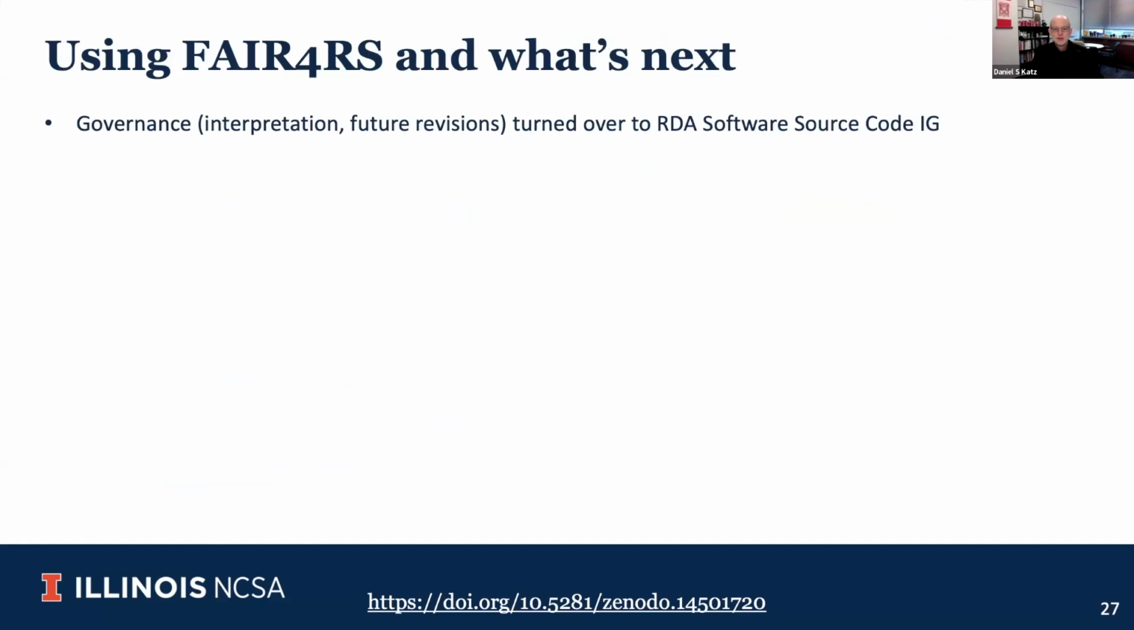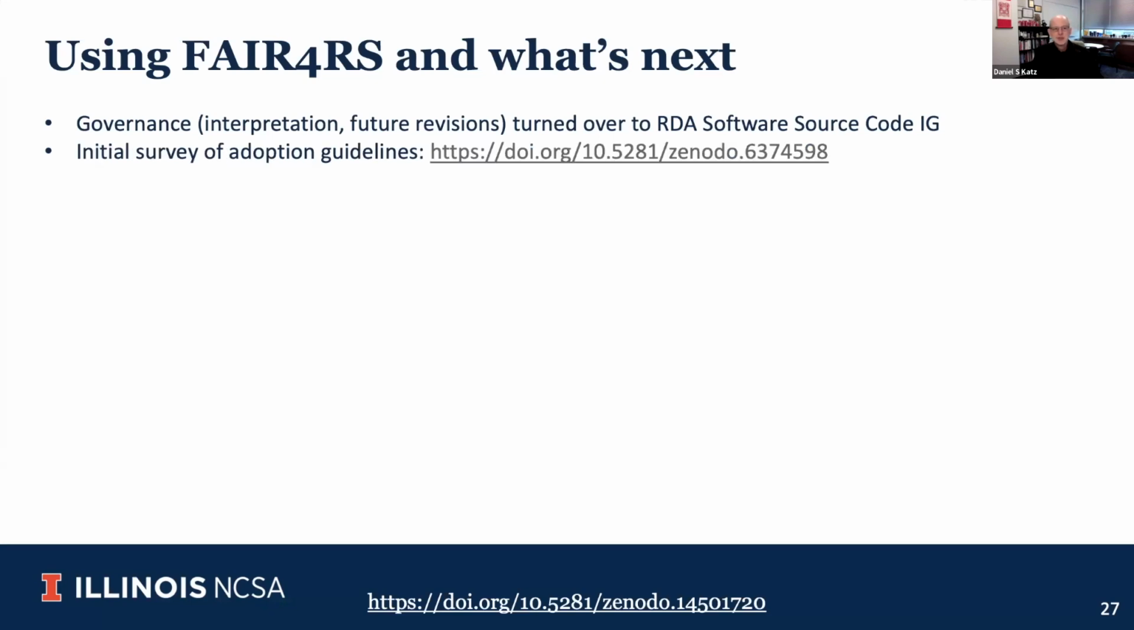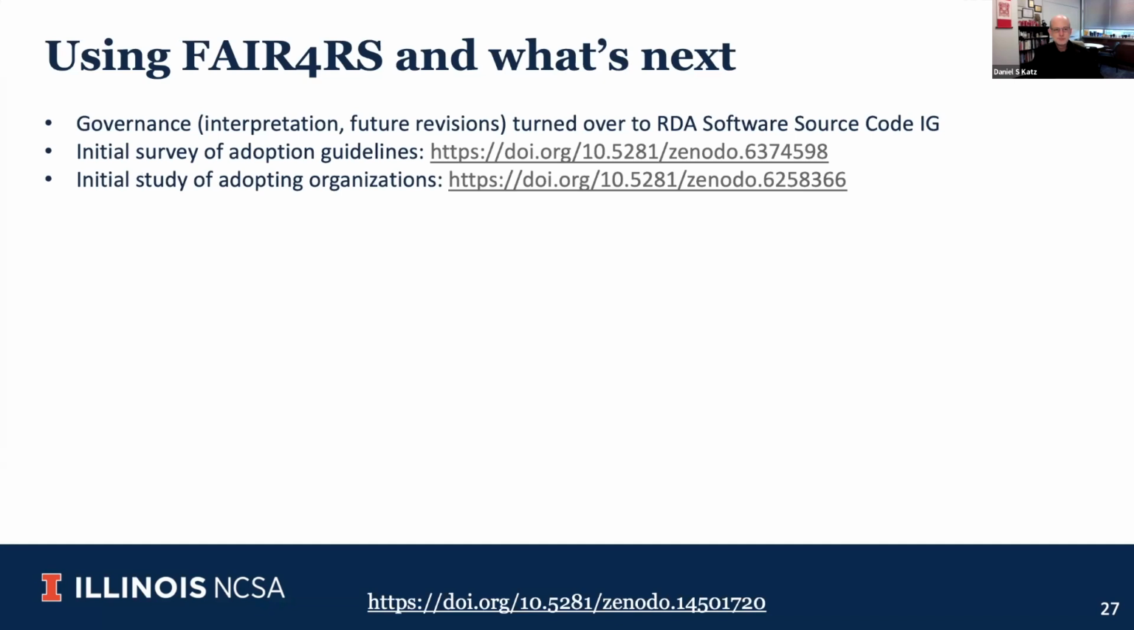We also defined a governance process for FAIR for research software because there was no governance process defined as part of the original FAIR principles for data, and that turned out to be an issue. And so that governance includes interpretation and future revisions, and we turned that over to the RDA Software Source Code Interest Group. We did an initial survey of adoption guidelines at the point of creating the principles, and an initial study of adopting organizations to understand why people were doing this and how they were doing it.